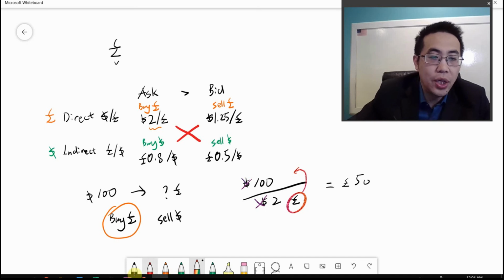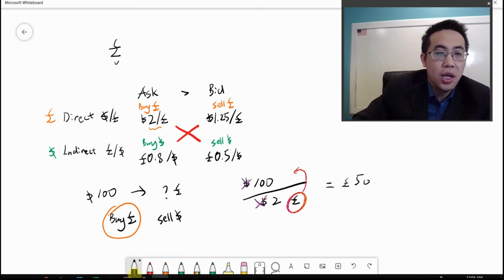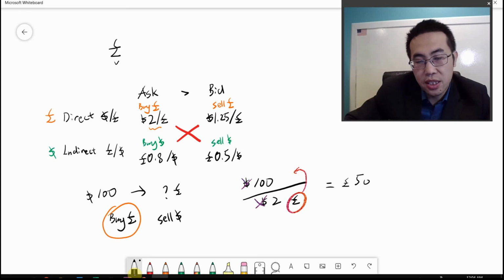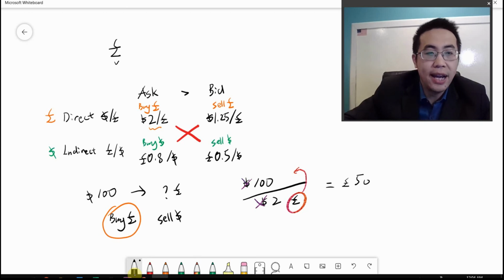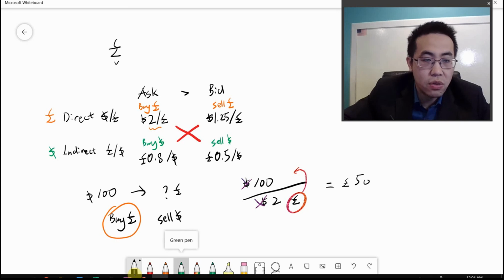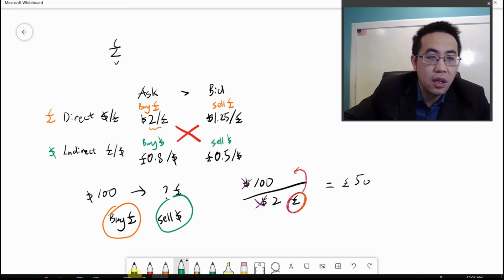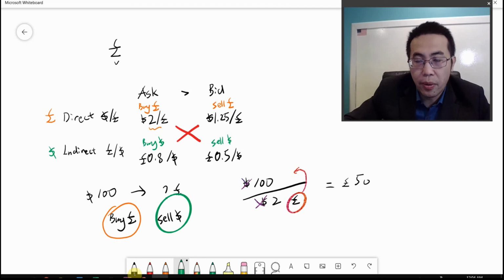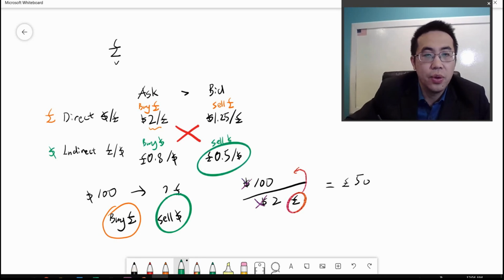And there's another way to calculate it. You can use the indirect quote as well, except that you are not focusing on the buying pound side of the story, you're focusing on the selling dollar side of the story. So if you are selling $100 US, then you would get the price of $1 in amount of pounds. So this is the pounds you will get.